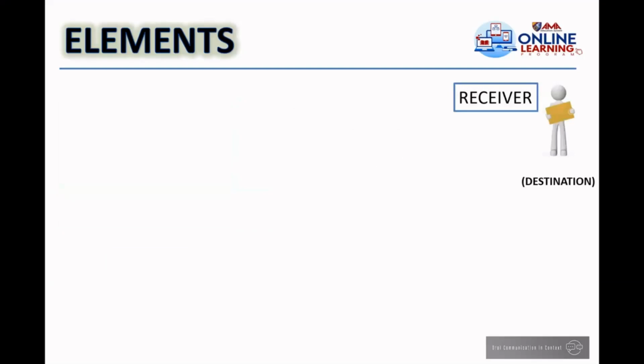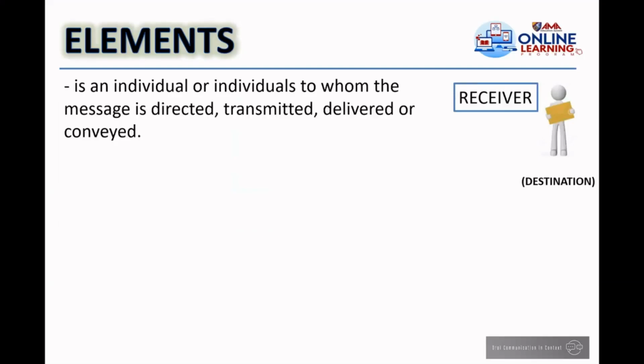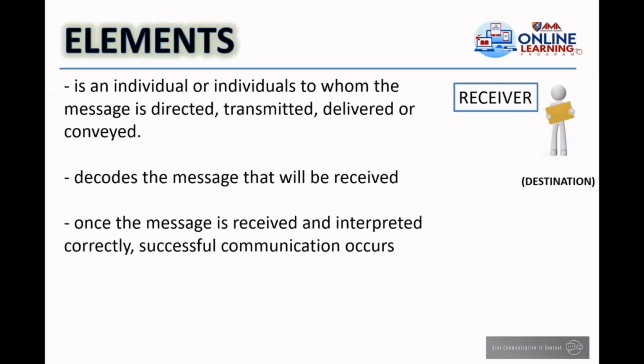And the third element, the receiver. This is the destination of the message. The receiver will be the one to receive the message. So the receiver is an individual or individuals to whom the message is directed, transmitted, delivered or conveyed. The receiver decodes or interprets the message that will be received, and once the message is received and interpreted correctly, successful communication occurs.